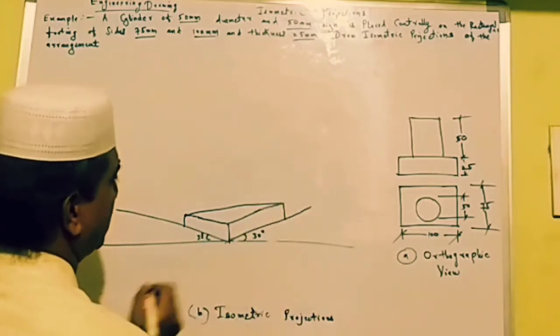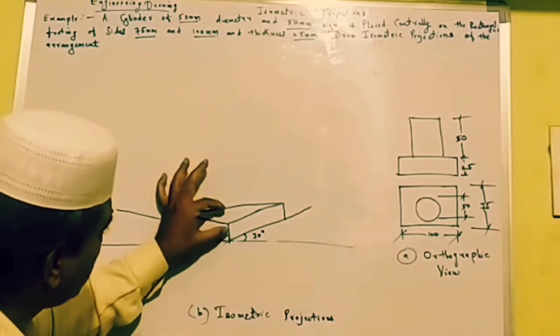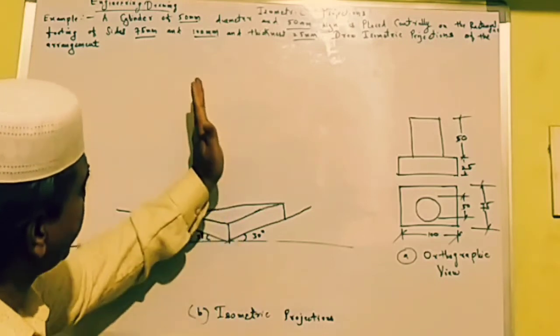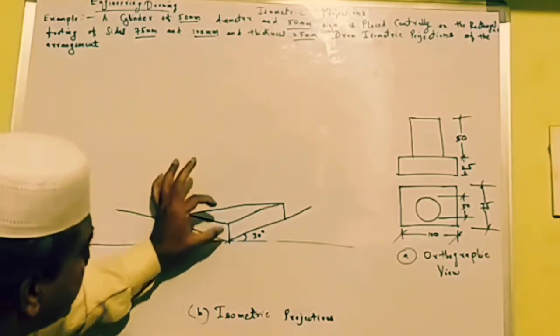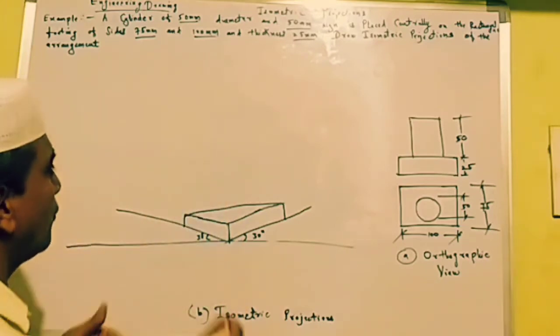First of all, we have to measure this distance. The same distance we have to mark on this imaginary vertical line.